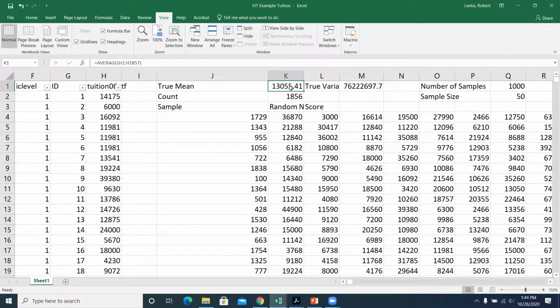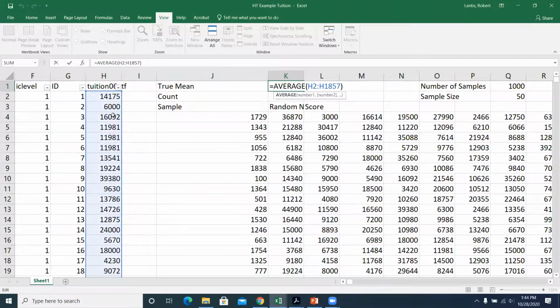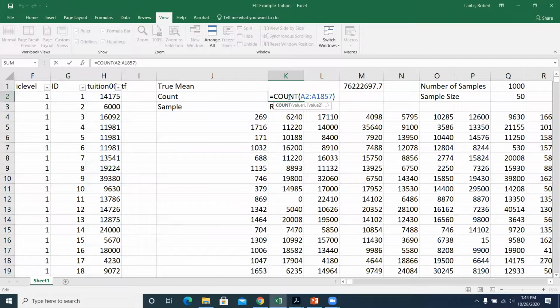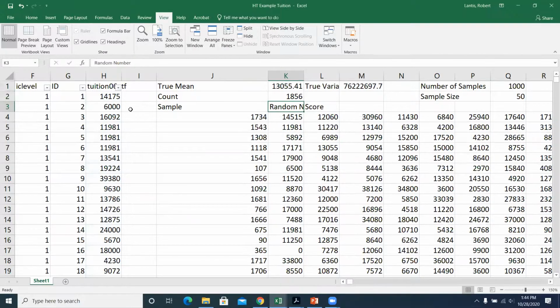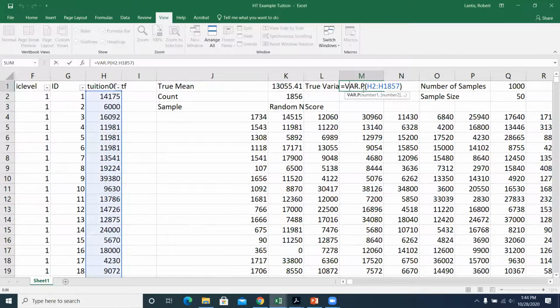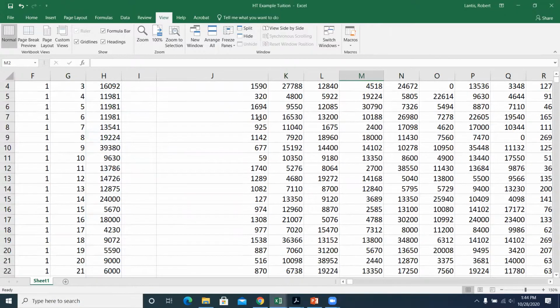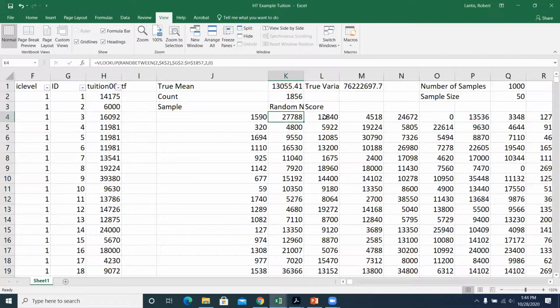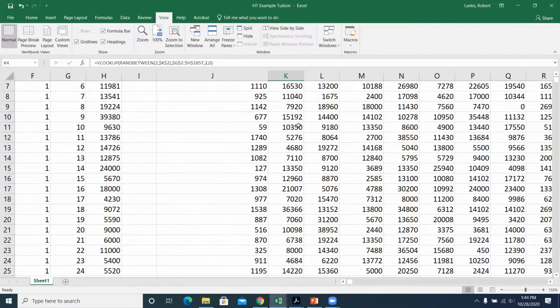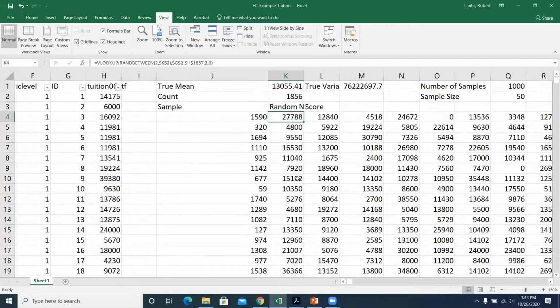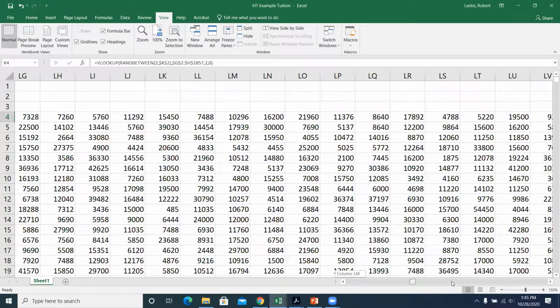So I can find the true mean tuition, right? By simply taking the average of that variable. That'll be my population mean. Here's my population size. I could count the number. Here's my true population variance, okay? I then took 1,000 samples, all of size 50. So I showed you another example like this where I generate some random numbers and then I take all these random samples. So here are my random numbers that allow me to take 1,000 different samples of size 50, okay?